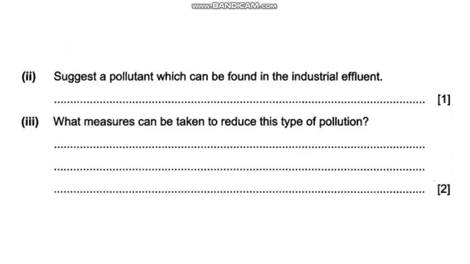So here, looking at the question, there are a lot of answers that you can put, because there are a lot of pollutants that can be found in the industrial effluent. So first of all, you have to know that industrial effluents can be inorganic pollutants. They can be organic pollutants as well, or they can be other pollutants such as suspended solids like dye, sand, clay. It can also be in the form of heat, elevated water temperatures, or radioactive substances.